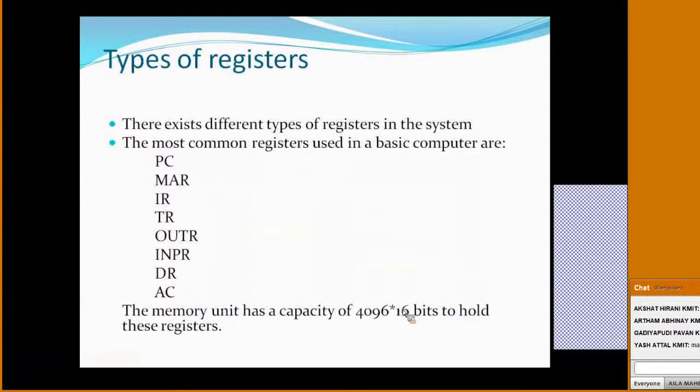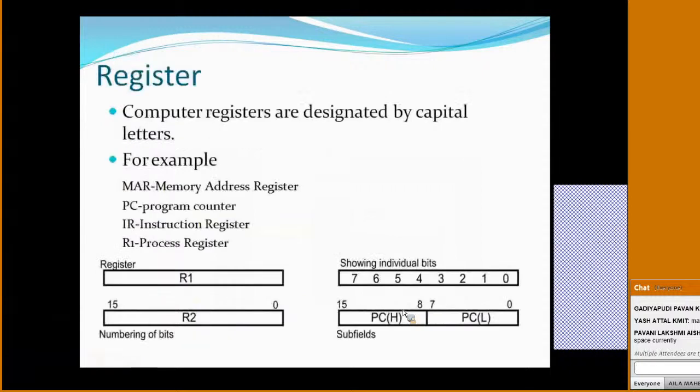Generally, registers are represented using capital letters. Something like memory address register: if you want to represent it, you will use the capital letters MAR. Program counter is capital P, capital C, and so on.